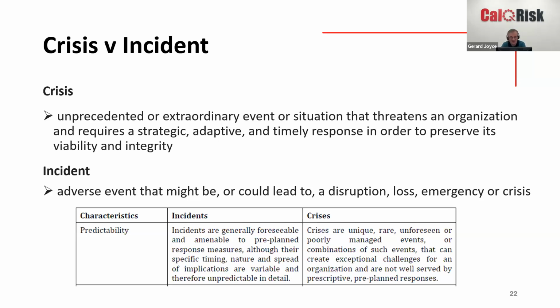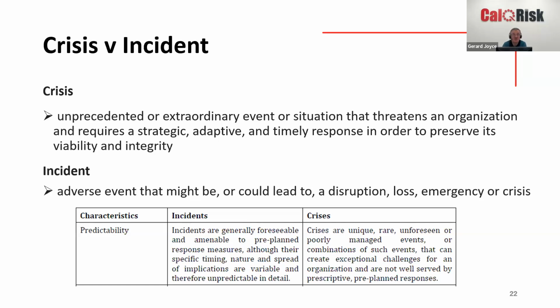I took this definition of crisis and incident from technical spec 17090. I'll have it on the next one. Crisis: an unprecedented or extraordinary event or situation that threatens an organization and requires a strategic, adaptive, and timely response in order to preserve its viability and integrity. I couldn't improve on that. That's a good definition of a crisis.